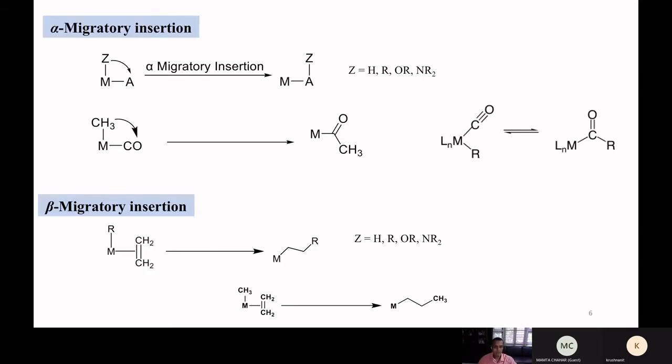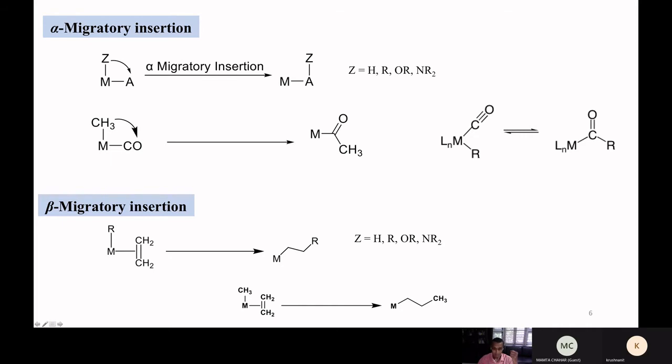We have discussed right now the alpha migratory insertion. So the migrating group, that is Z over here, is transferring from the metal center to the adjacent ligand which is attached to the metal center. For example, over here, a methyl group is transferring onto the CO to give you an acyl unit, CH3COM.